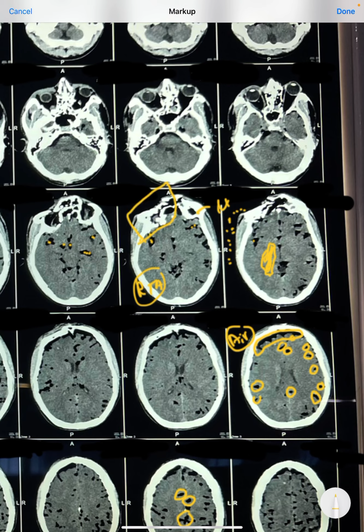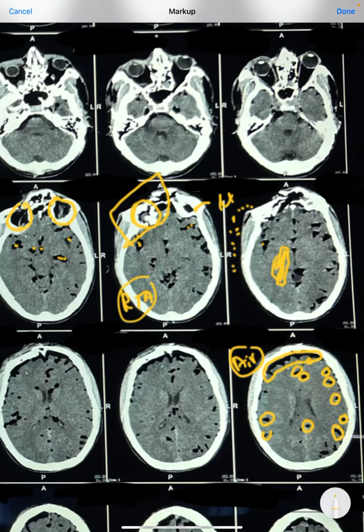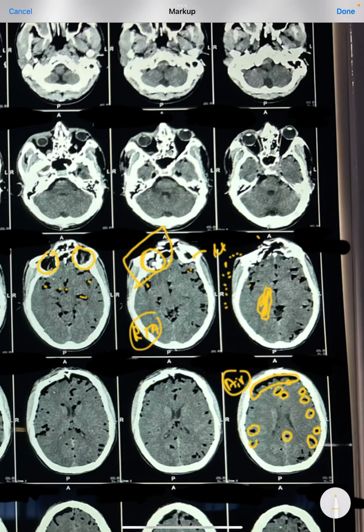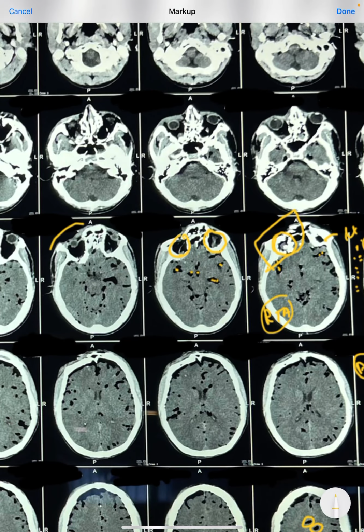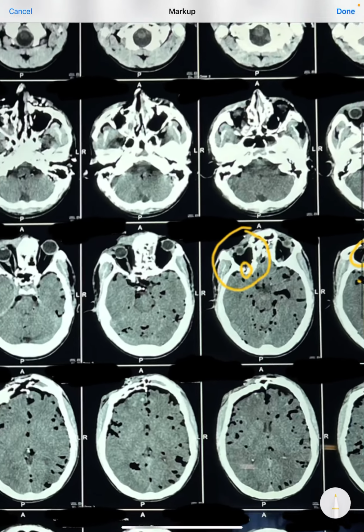You can clearly see that there is fracture of the frontal bone as well as the orbital walls. This is the left orbit, this is the right orbit, and you can very crystal clearly see that there is fracture of this frontal bone. See, this is intact, whereas this is all broken. There are multiple fracture lines which can be very clearly seen here, as well as this fracture. So there are multiple fractures.